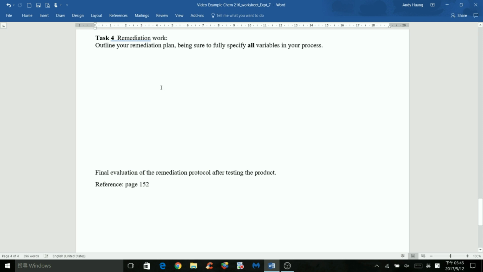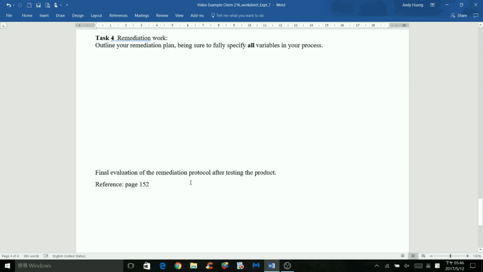But anyway, just write some bullet points. List the steps that you took to actually remediate the water. You used the batch method, and what did you do with the batch method? Which agents did you use? And just make sure you're very specific about which ones were used for which type of ion, and how long did you take, what did you do, and so on. And the final evaluation of the remediation protocol after testing the products.